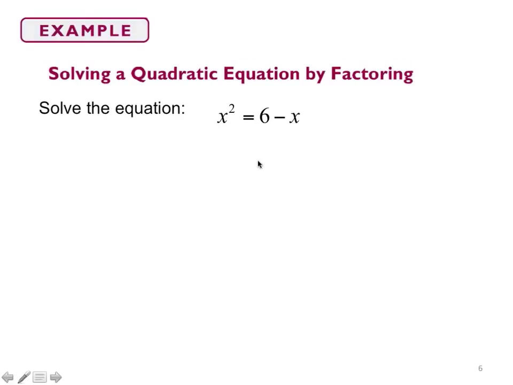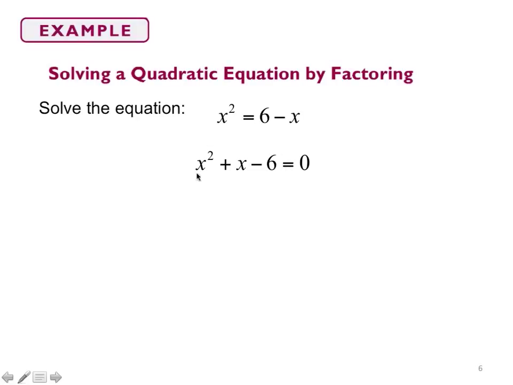Okay, let's look at this one right here. Let's say we have x squared equals 6 minus x. If you'll notice, this one is not arranged so that 0 is on the right-hand side. So we probably want to start by doing that, getting everything on the same side. So we can add x to both sides and subtract 6. So we end up with x squared plus x minus 6 equals 0.